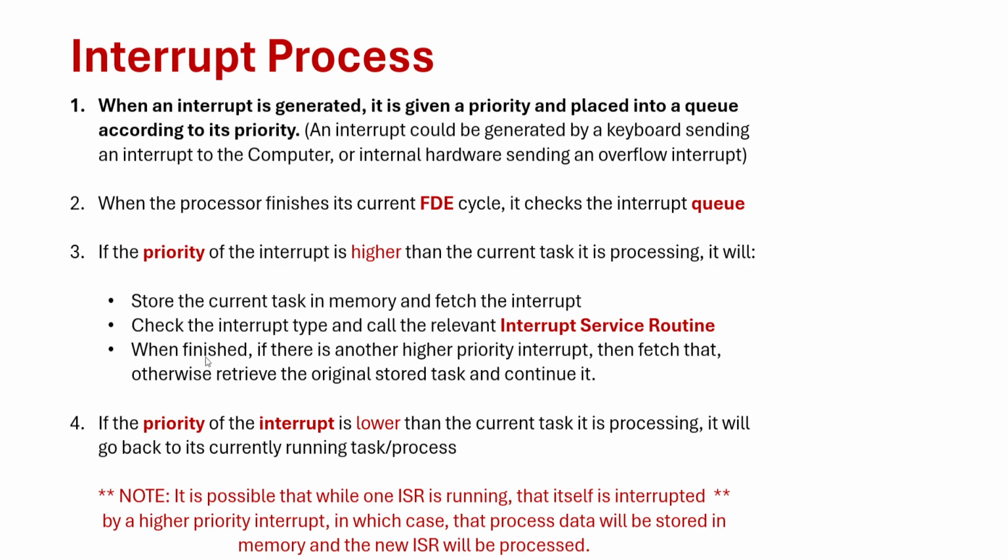When it's finished, if there's another even higher priority interrupt, then it's going to fetch that. Otherwise, it's going to retrieve the original stored task, which is what we saw with the data going back into the immediate access store. And of course, originally when it checked the interrupt, if it was a lower priority, then it just keeps going, which is what we said before.